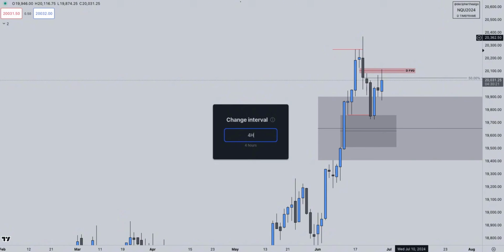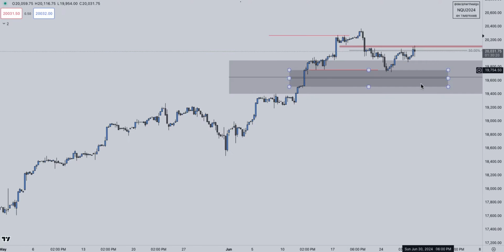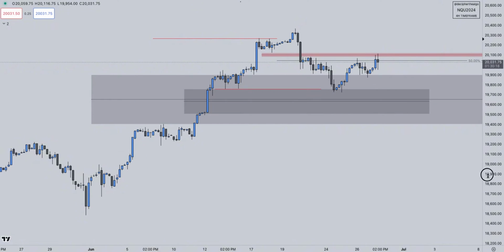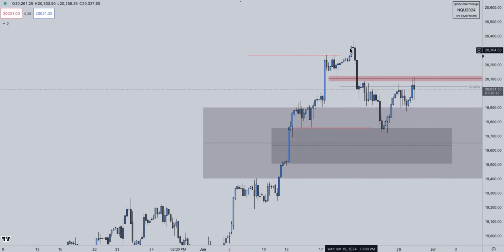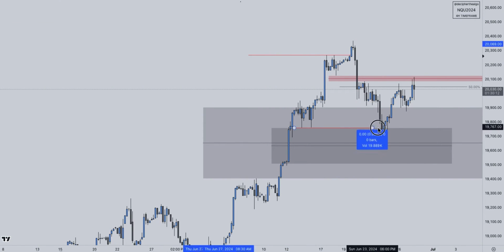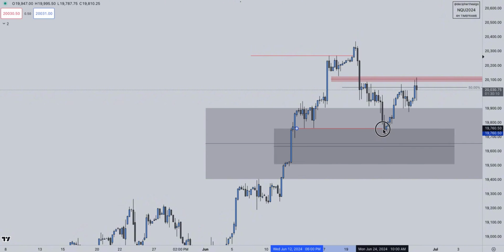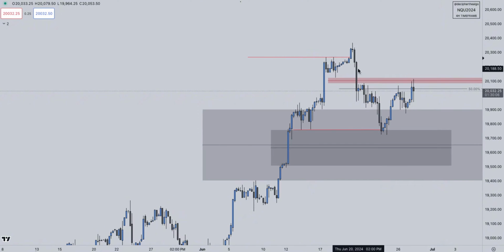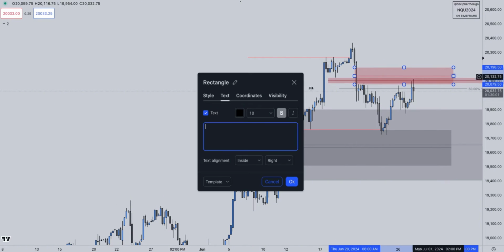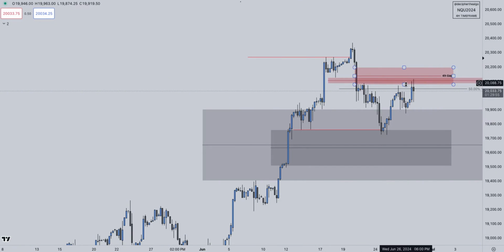So from here, we could drop down to the 4 hours, see what we're looking at. 4-hour structure is relatively similar. We see this external high that was manipulated. We see this internal low that was manipulated as well. We see the 50%. And we have a 4-hour gap right here. We also have this 4-hour high right here.